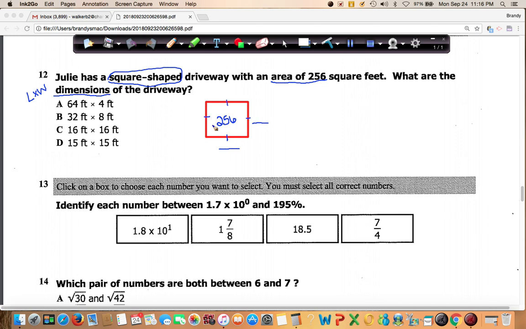So hint, hint, hint. Can a rectangle that has 2 different numbers be a square? No, it cannot. So you can get rid of half of the answers right now, because a square has to have the same numbers. You can either find the square root of 256 to find out what the side is, or you can just multiply these and figure out which one gives you 256. Either way, show your work, whether you did the square root of 256, or if you did 16 times 16 or 15 times 15, show me your work. Pause the video, and then I'll meet you on 13.